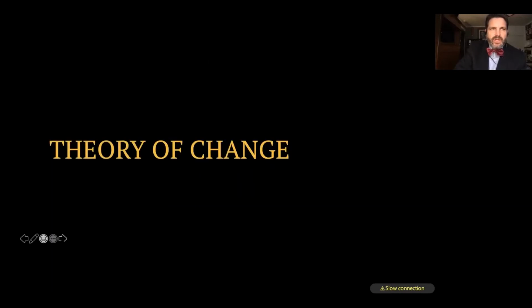So I'm just going to very quickly run through a theory of change, what that means. Many of you are probably very fluent in building a theory of change. Logic models, we're going to talk about those as well. Theory of change and logic models are very similar. And then my favorite, which are dashboards, and that's where we'll conclude this morning.